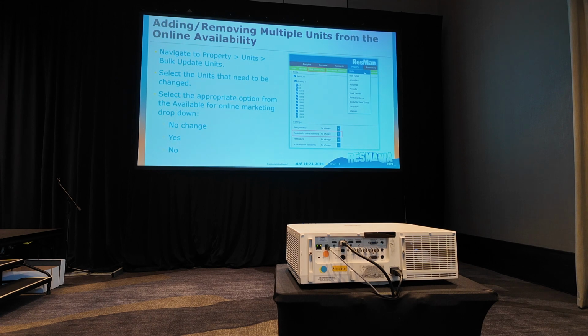If we need to add or remove multiple units from the online availability, of course we can do that in bulk. And you will go to property and units.